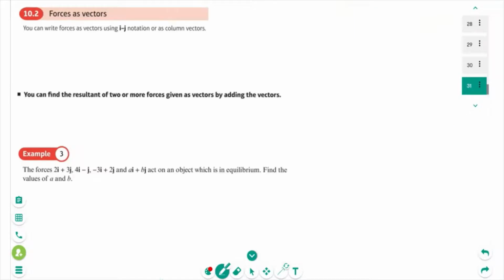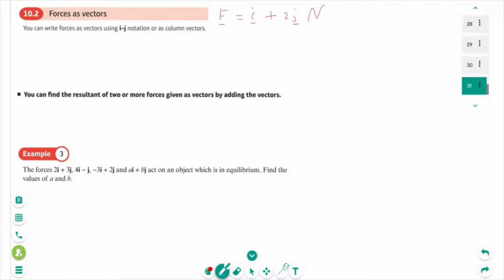The next section is called forces as vectors. So it's nothing new. You can write a force as a vector using this i, j notation again. If you've got a force, say F equal to i plus 2j, the units are in newtons, so you put N for newtons. So that's a force vector. That tells you two things. It gives you the direction of the force, and you can also get the magnitude by doing Pythagoras.